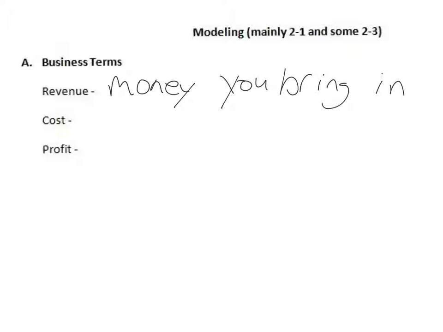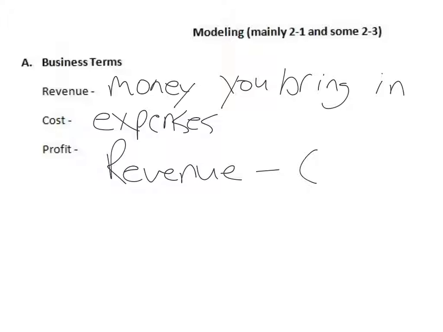Okay, so you are making something and you sell it. It's whatever comes in. Cost is simply all your expenses. And then profit would be the net of both of those things. So we think of revenue, and we have to take away your cost. You need to keep those three things straight.